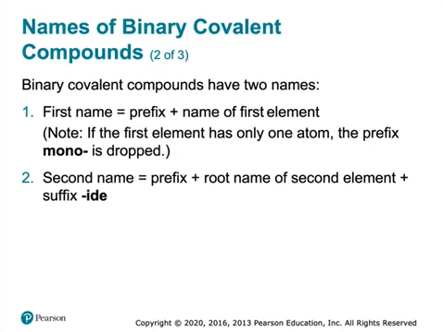Those are all proper names for it, but by this convention you don't call it dihydrogen dioxide, you call it hydrogen peroxide. Anyways, so how do you name it? You have the prefix plus the name of the first element, except if the first element is only one, we drop the word mono. And the second name is the prefix plus the root name of the second element plus -ide.